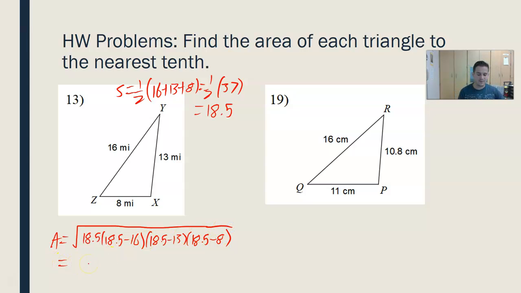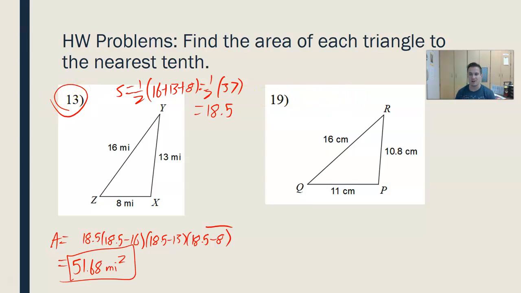Let's go ahead and type this in your calculator with me. Make sure I'm not crazy. 18.5 parentheses 18.5 minus 16 parentheses 18.5 minus 13 parentheses 18.5 minus 8. And I get 51.68 miles squared. So I'm working in miles here. So using Heron's formula for the area when I'm given all three sides, I found that the area of this triangle is 51.68 miles squared. That was question number 13 on your homework. Now let's do number 19.